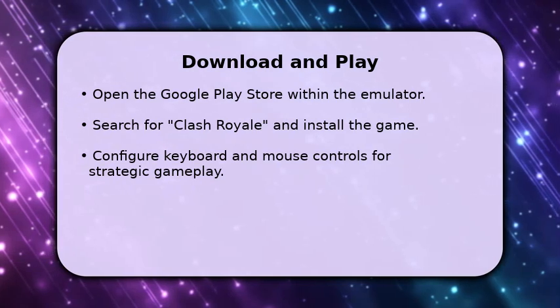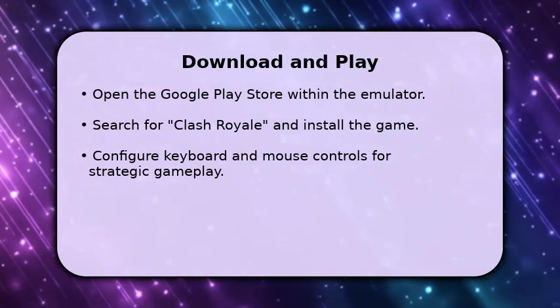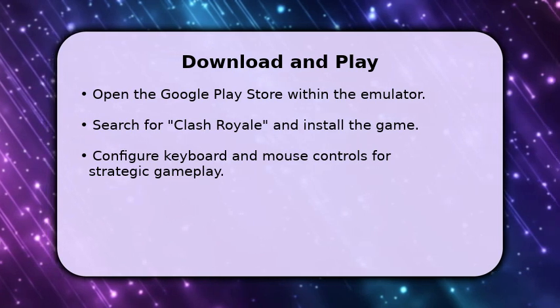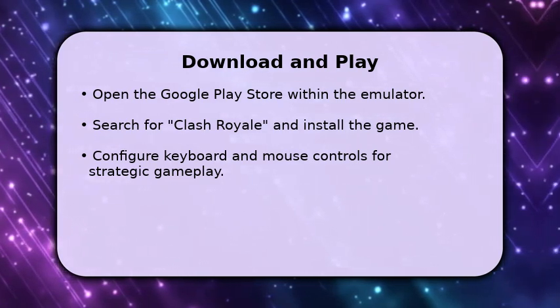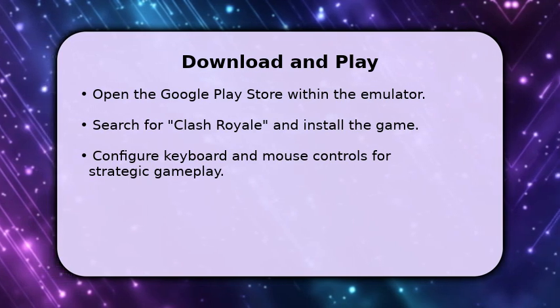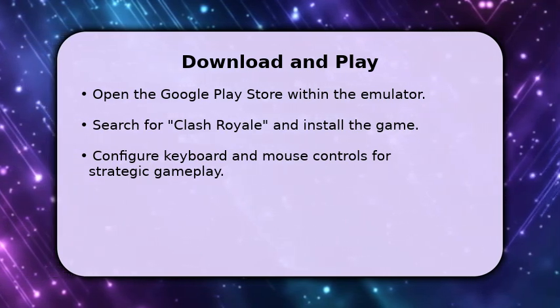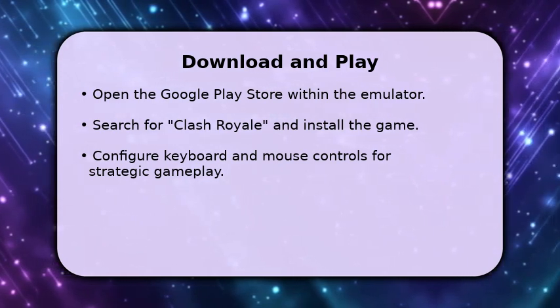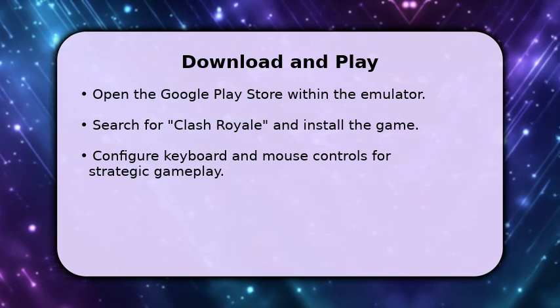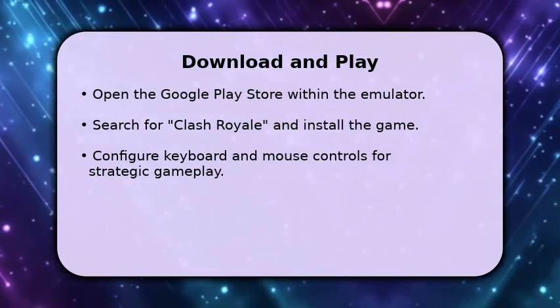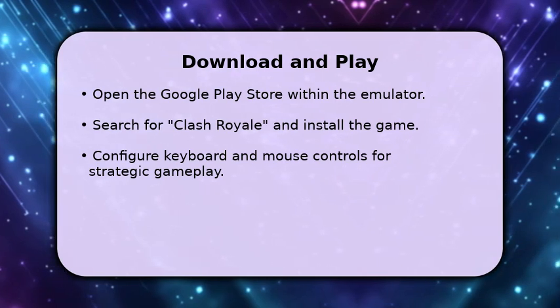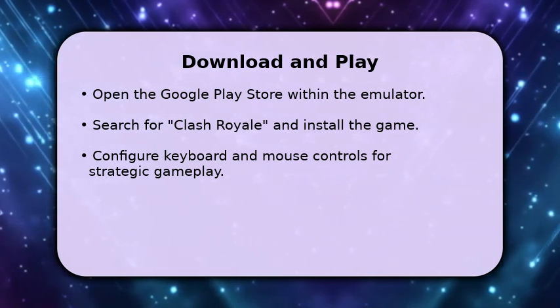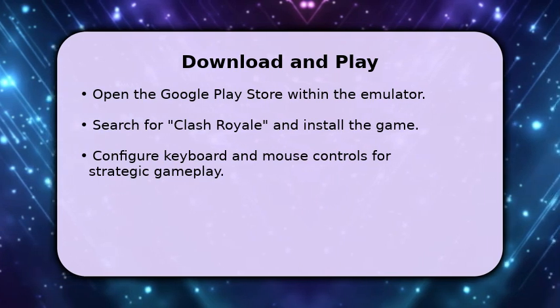Now for the fun part. Open the Google Play Store within your emulator, search for Clash Royale, and proceed with the installation, just as you would on a mobile device. After the game is installed, take time to configure your keyboard and mouse controls. Many emulators offer intuitive mapping tools, allowing you to assign specific keys for deploying troops and spells, giving you a significant strategic advantage. You are now ready to enjoy Clash Royale on your PC.